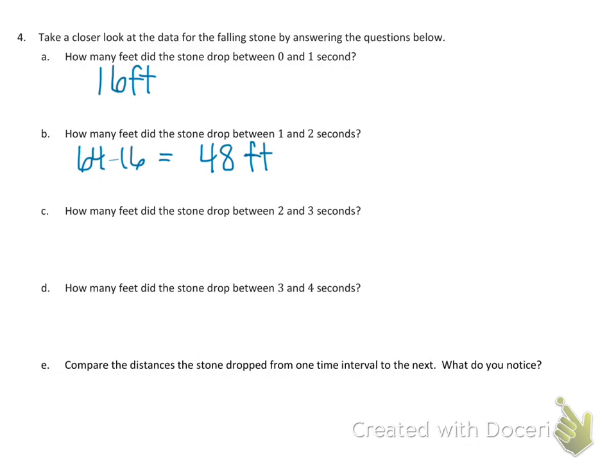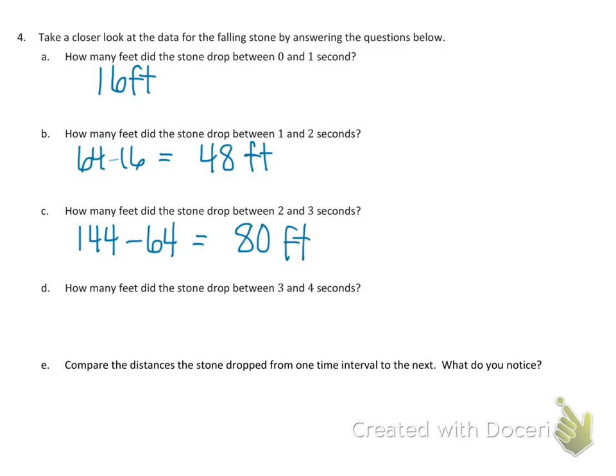Okay, how many feet did the stone drop between 2 and 3 seconds? So we need to go back to our data table. At 3 seconds, it was at 144, minus at 2 seconds, it was at 64. So it traveled an additional 80 feet in that interval.